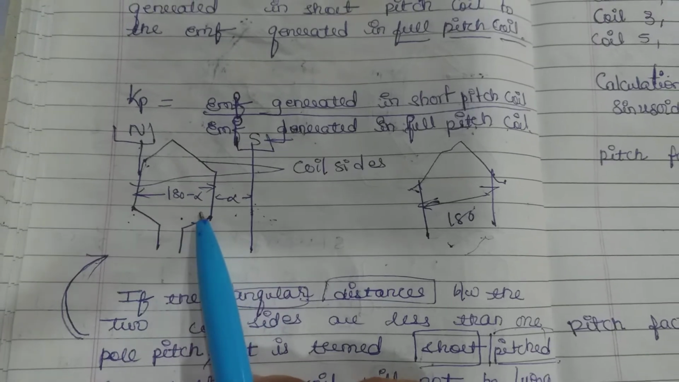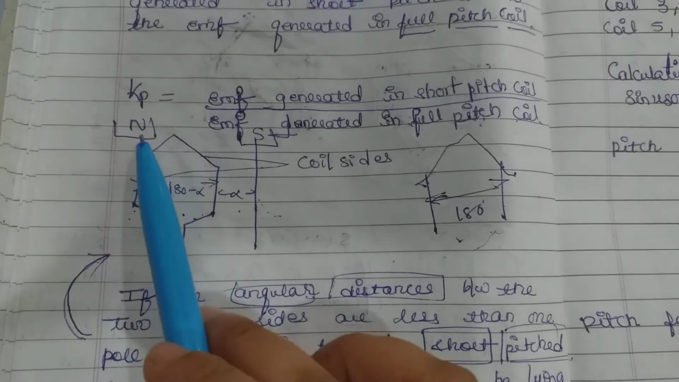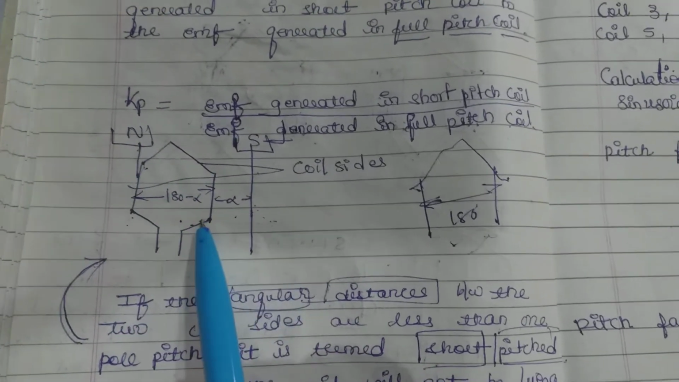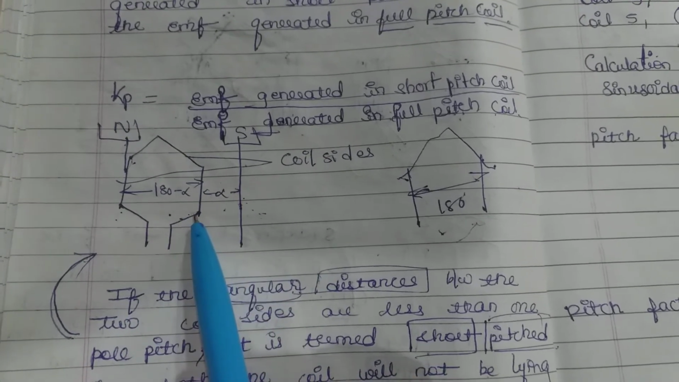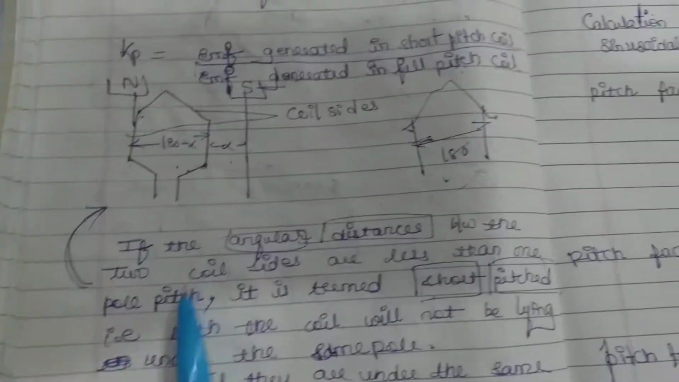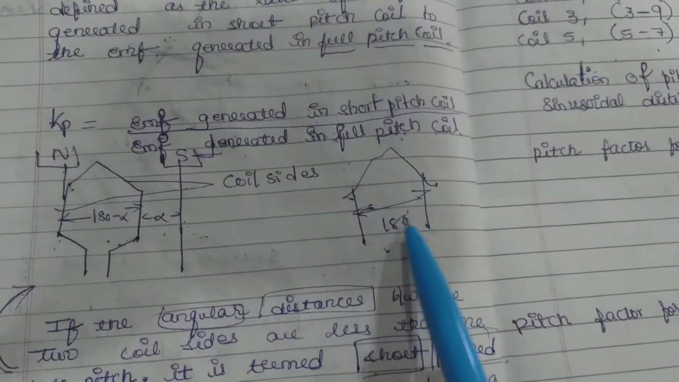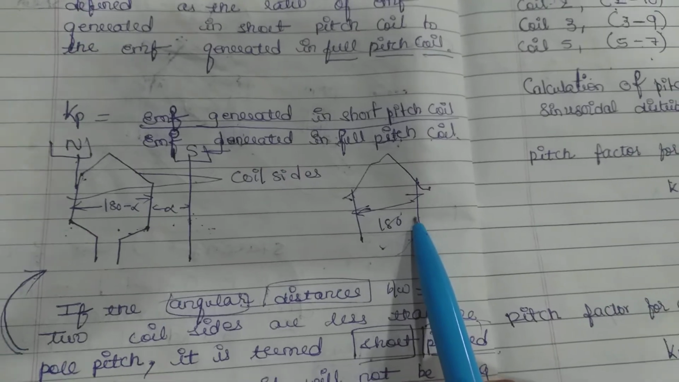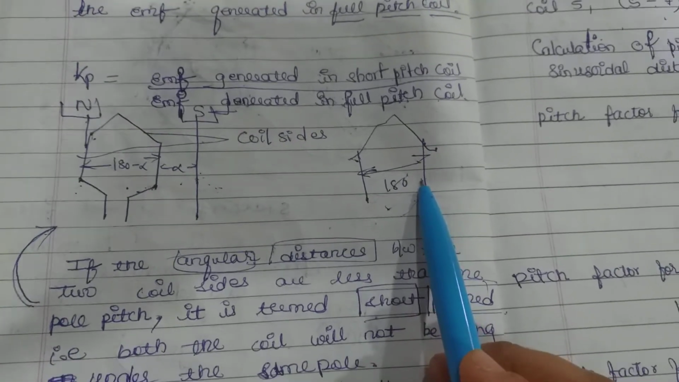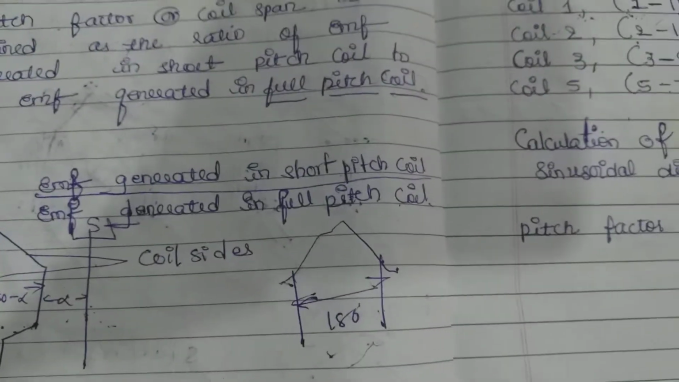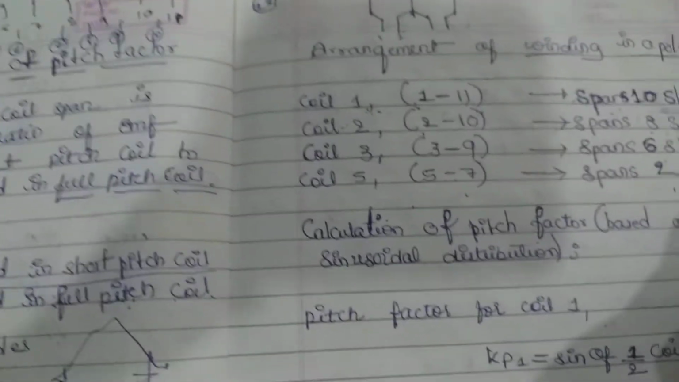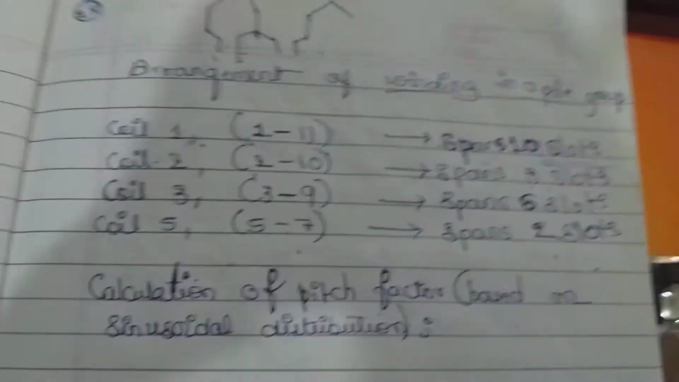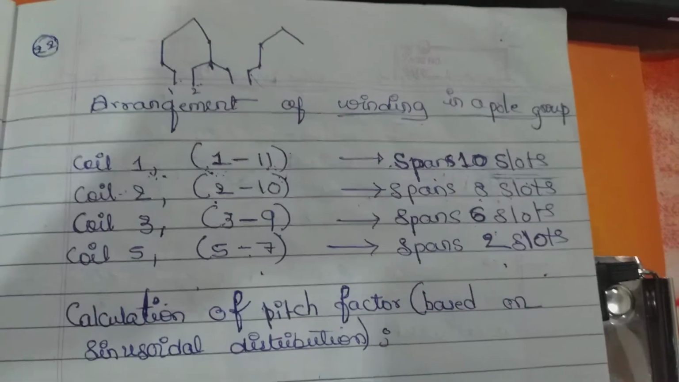That is, one coil will be under the north pole, and the other coil will not be lying under the pole. That is a short pitch coil. If both the coils are lying under both the poles, then it is called a full pitch coil. So that is Kp, the EMF generated in the short pitch coil to the EMF generated in the full pitch coil. So now, the arrangement of winding in a pole group.